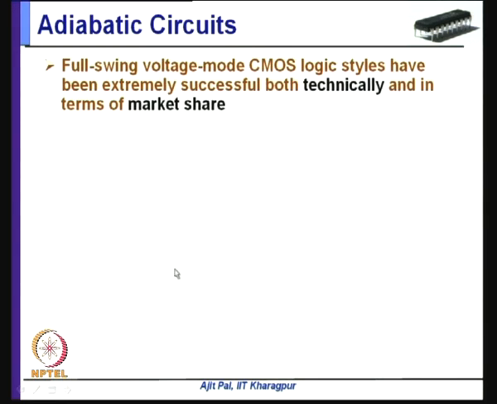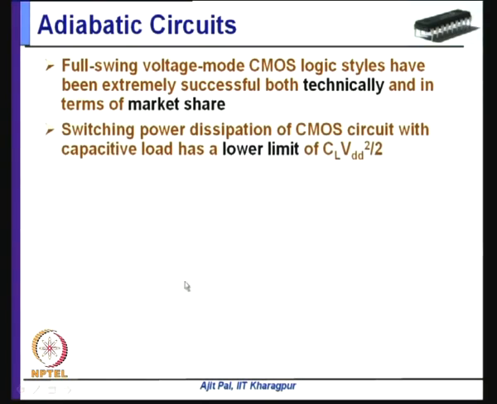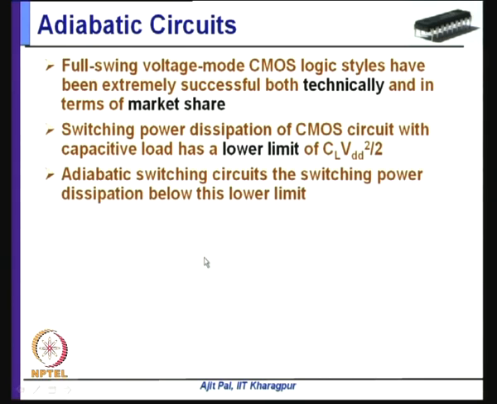Then coming to the adiabatic circuits, so far we have seen that the circuit is operating at full swing voltage. That means the circuit operates at full supply voltage VDD, it does not operate at any other intermediate voltage. Now, whenever this is being done, the lower limit of the switching power dissipation is CL VDD square by 2 per transition. Can we still lower this power dissipation? And that can be done in adiabatic circuits.